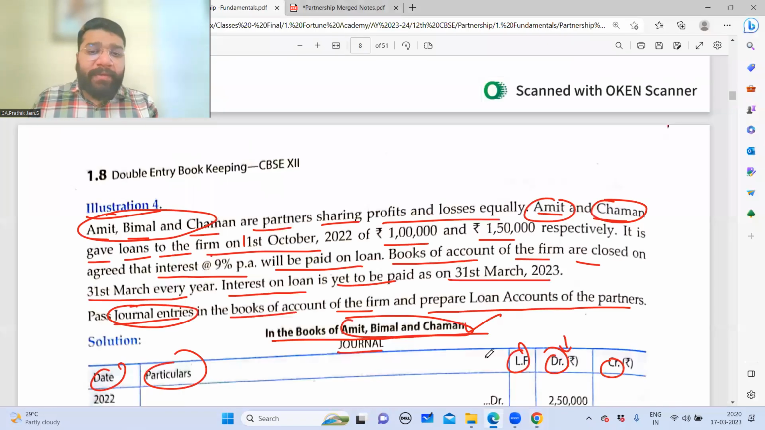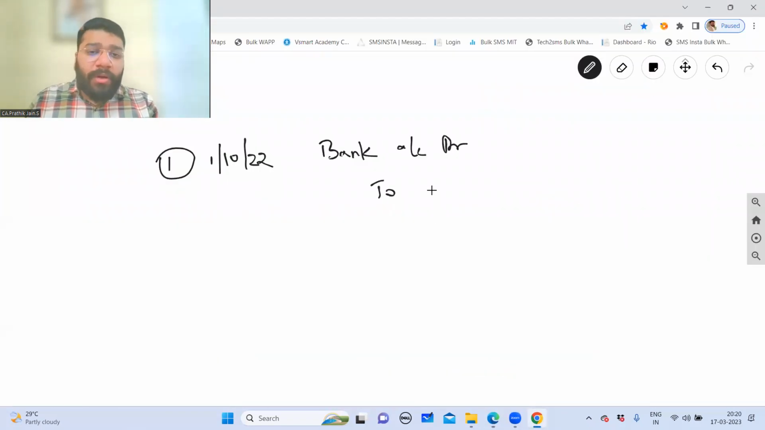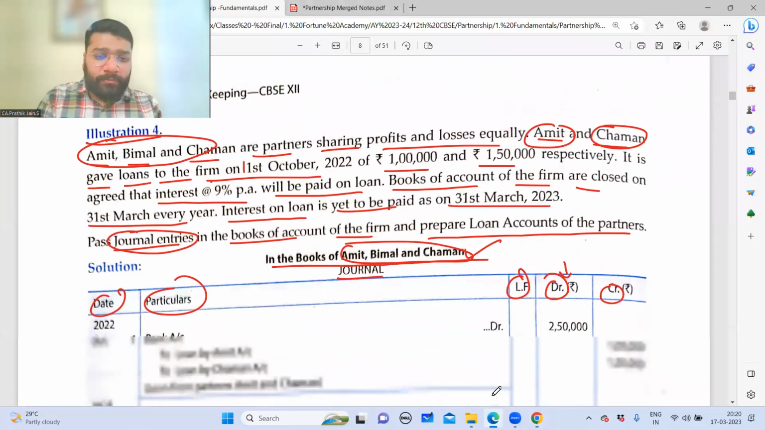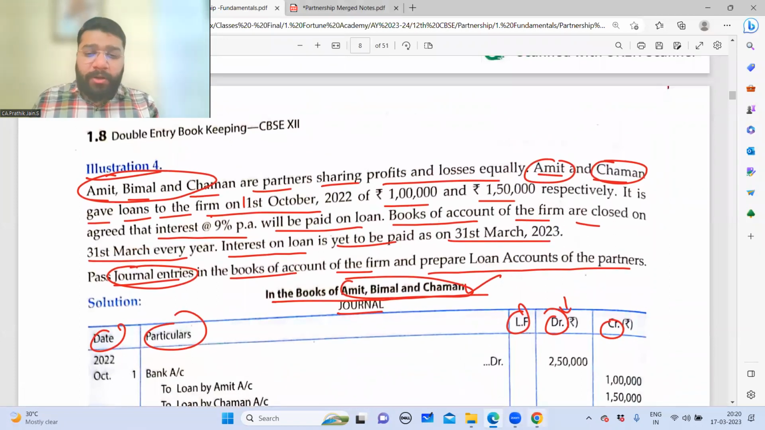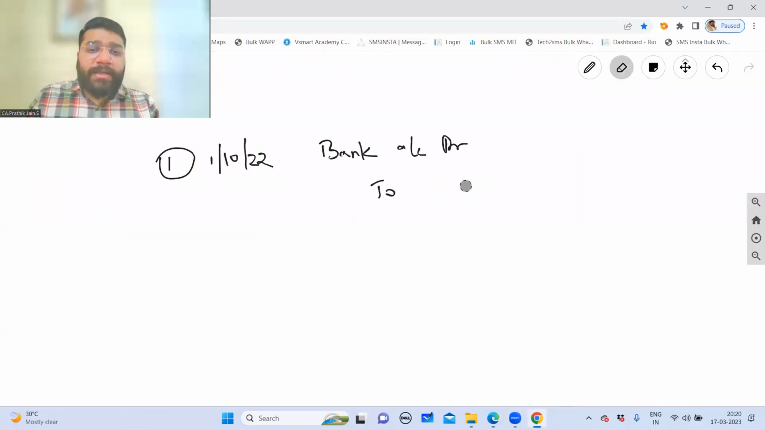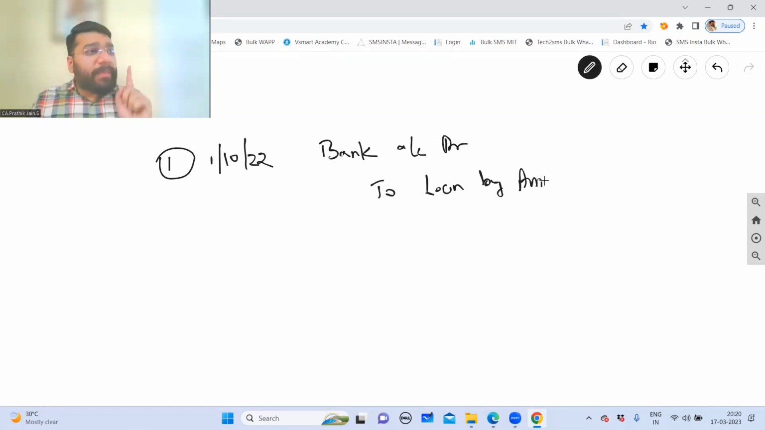Now two people are giving loan, guys. Amit and Chaman. So Amit's loan account, or loan by Amit account, whatever. What have they followed? Loan by Amit account. We'll stick to that itself. No, you cannot write just Amit. You have to mention the name of the ledger properly. If you just write Amit's loan, how will you know whether Amit has given a loan or taken a loan? So credit. What if you write the debit entry wrongly as credit? Loan by Amit account.